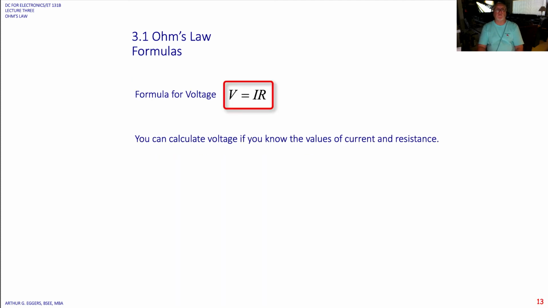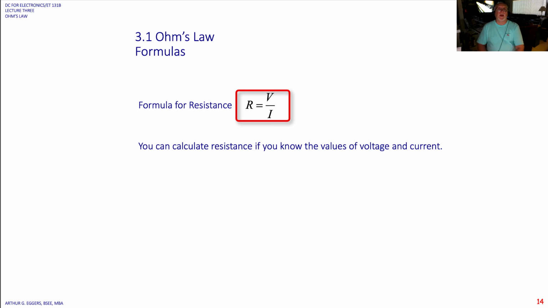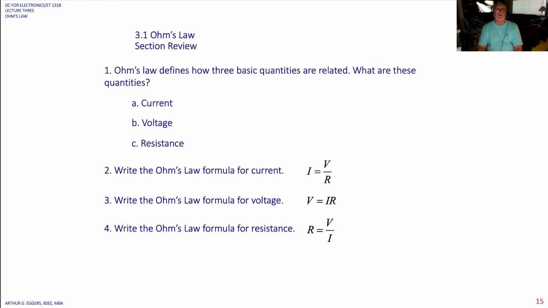Okay, for the other form, voltage is equal to I times R. Here we have a straight product. If you calculate the voltage, you know the values of the current and resistance. You're multiplying an amount of resistance times an amount of current. Let's say 10 times 100. You can see the voltage then becomes 1,000. And in this last one, the formula for resistance is equal to voltage over current. Again, you can calculate the resistance if you know the values of voltage and current.